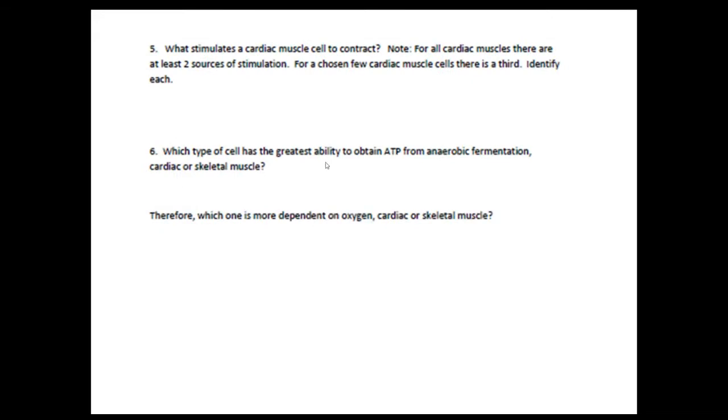Which type of cell has the greatest ability to obtain ATP from anaerobic fermentation, cardiac or skeletal muscle? Well, obviously skeletal muscle cells. They can produce more ATP anaerobically than cardiac muscle cells. Cardiac muscle cells are dependent on oxygen at all times. That is why a restriction in blood flow through the coronary circulation to the heart can lead to heart attack and death.